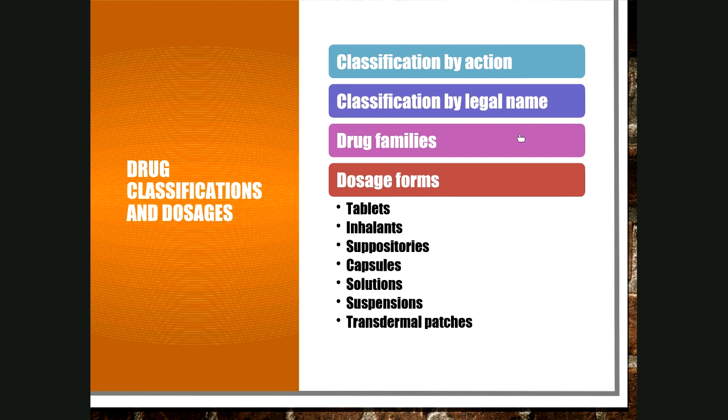As far as drug families, when they're classified by their drug families, it's typically by their action, like what they do. That would be a drug family. So when they're grouped, all the drugs that relieve pain are considered analgesics. All the drugs that would treat hypertension are antihypertensives, things like that. So classified by action into drug families, and they can be classified by their legal name, and they're also classified by their chemical names.